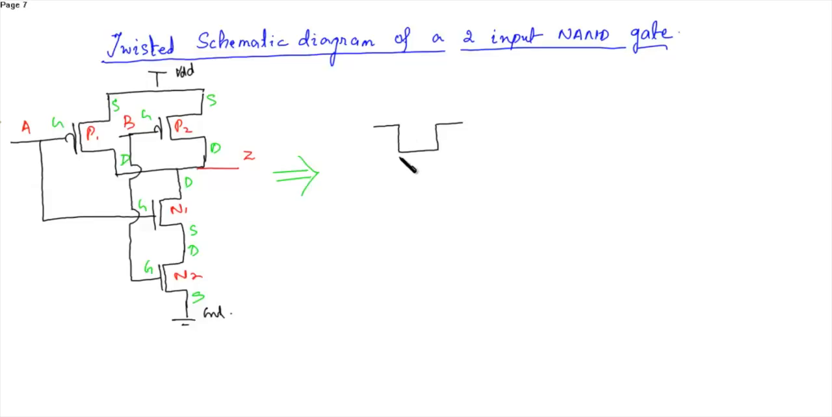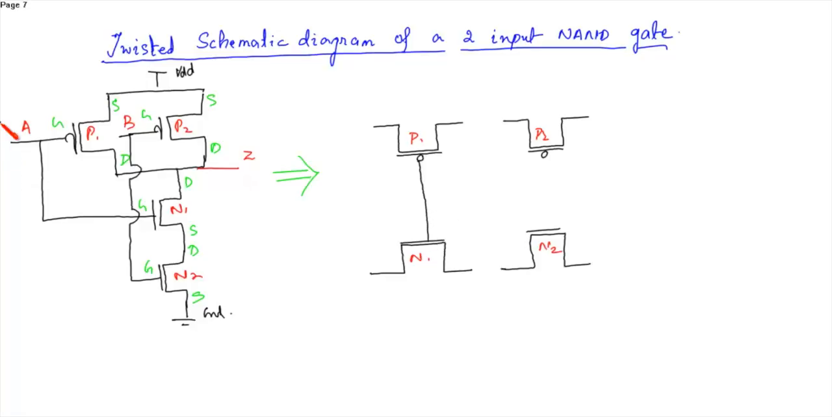This is P1, this is P2, this is N1 and this is N2. So you want to name them. It's P1, P2, N1 and N2. The gates of P1 and N1, they are shorted. So, okay, before that, we can give the names.